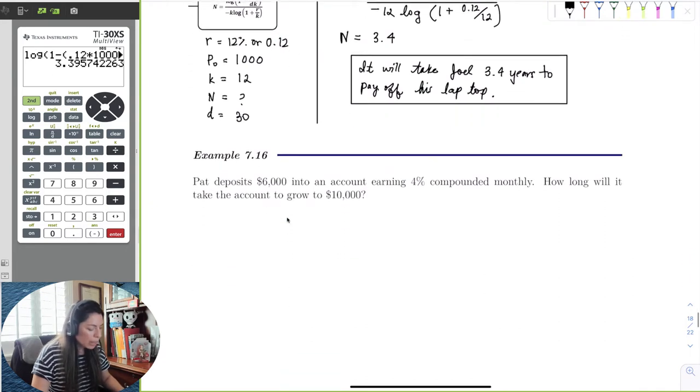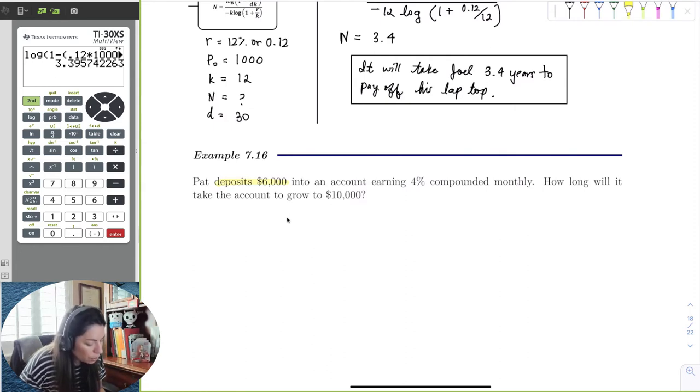The next one is Pat deposits $6,000 into an account earning 4% interest compounded monthly. How long will it take the account to grow to 10,000? So we have to ask ourselves, is this one deposit, many deposits, many payments, many withdrawals? Well, I do see the word deposit, but I only see one deposit that I'm letting sit there and grow into this amount of 10,000.